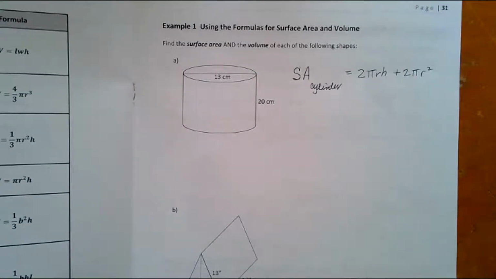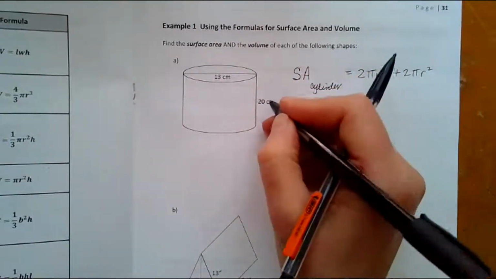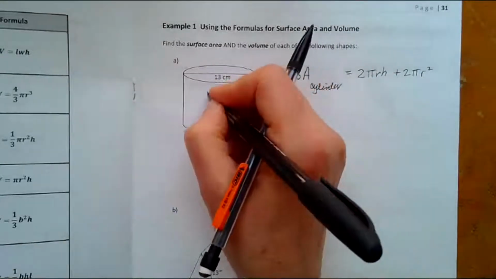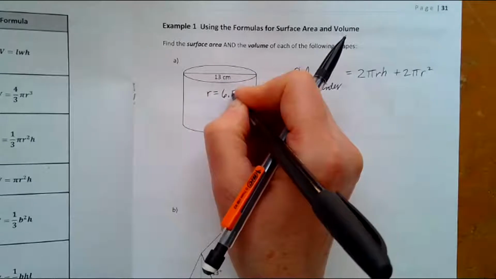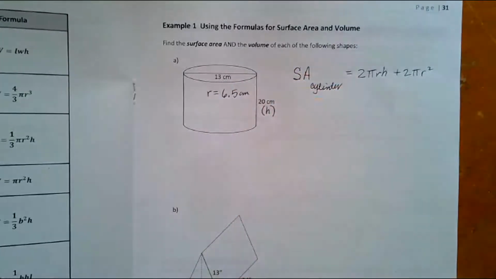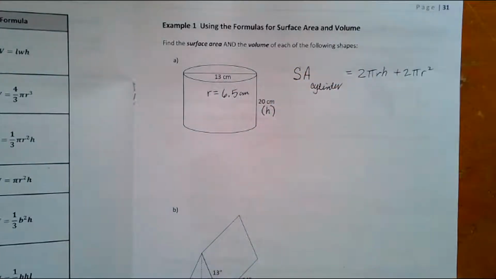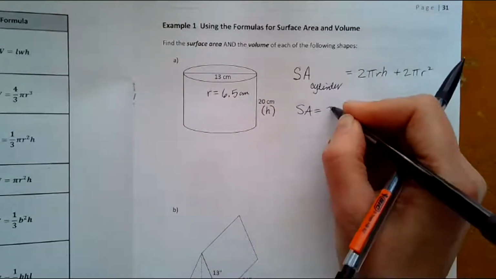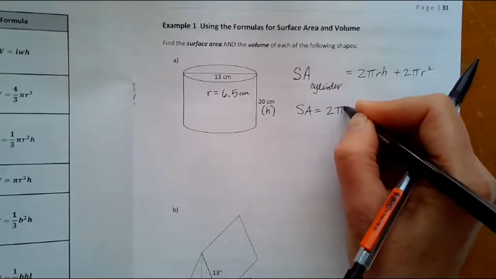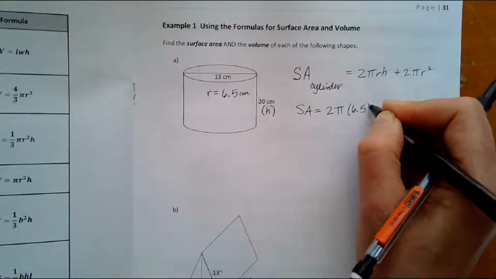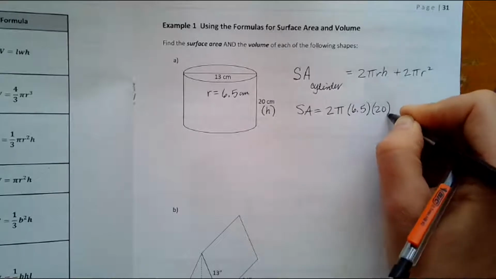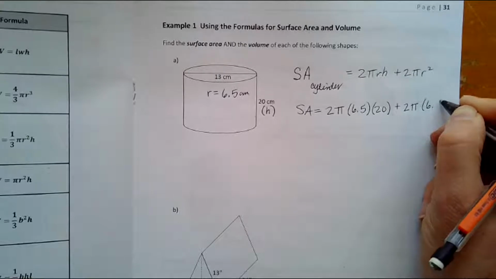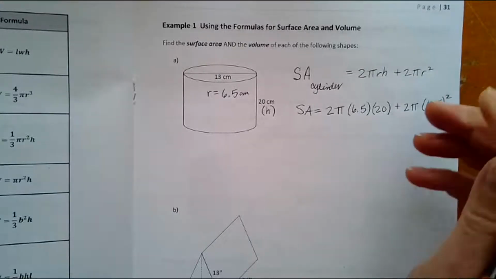Okay, so let's see. This is the height, right? This is the height. This is not the radius, that's the diameter. So the radius has to be half of that, which would be 6.5. So the surface area of this cylinder is going to be equal to 2 times pi times 6.5 times 20 plus 2 times pi times 6.5 squared.